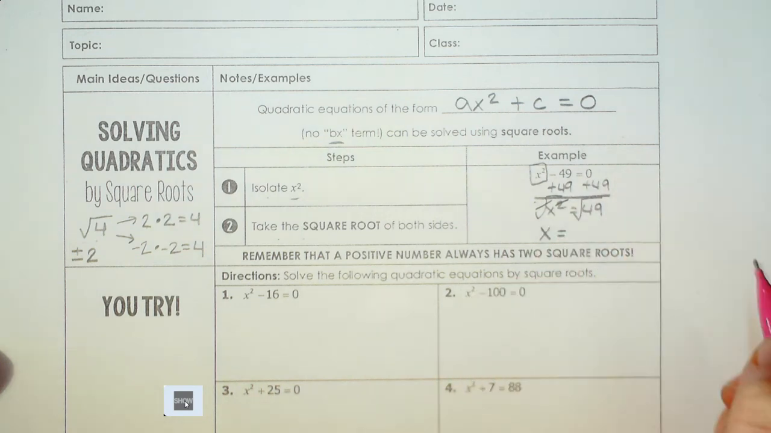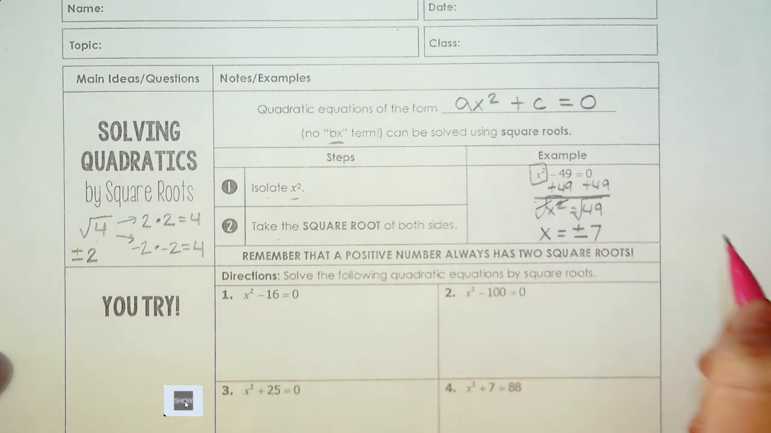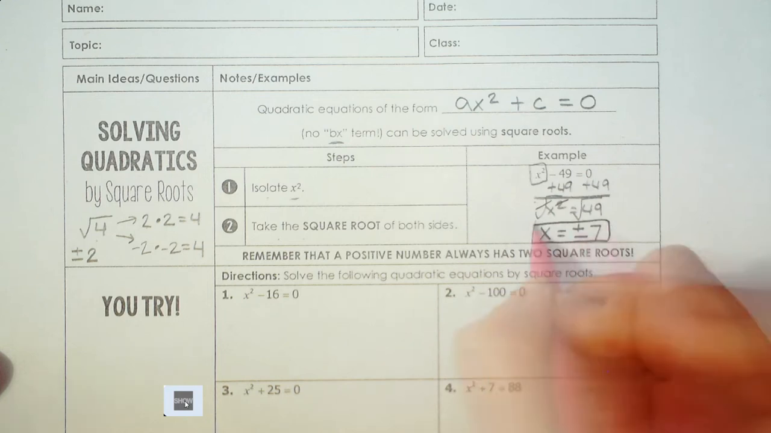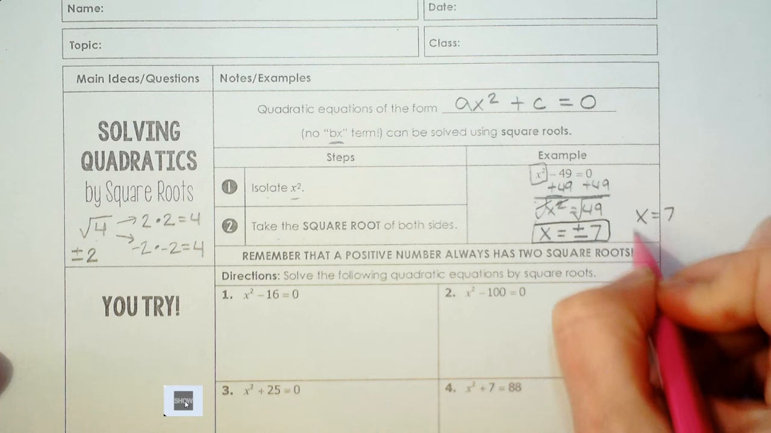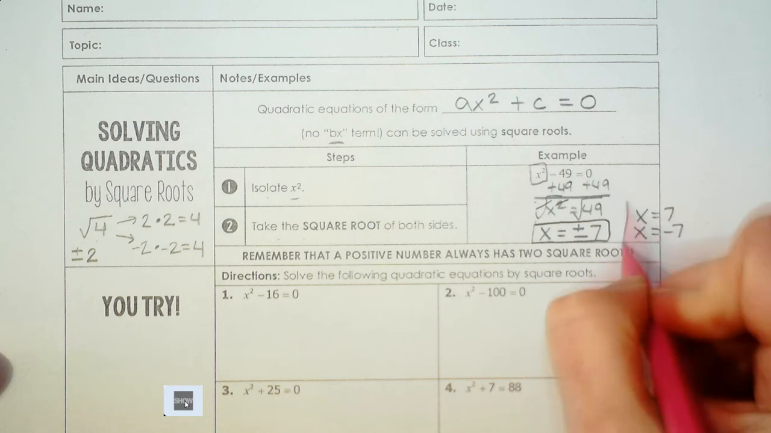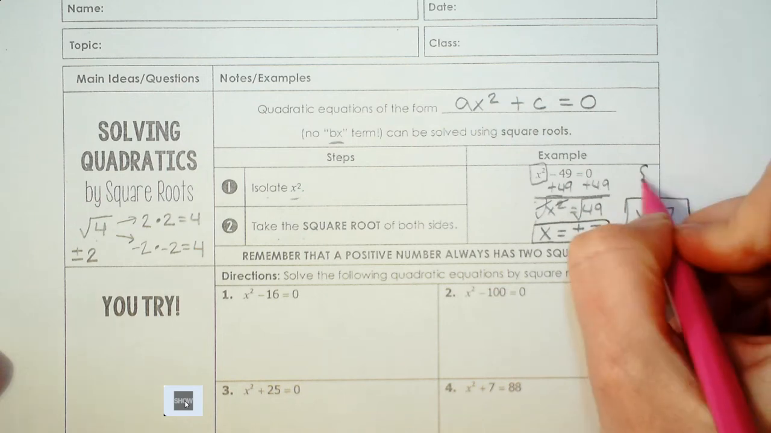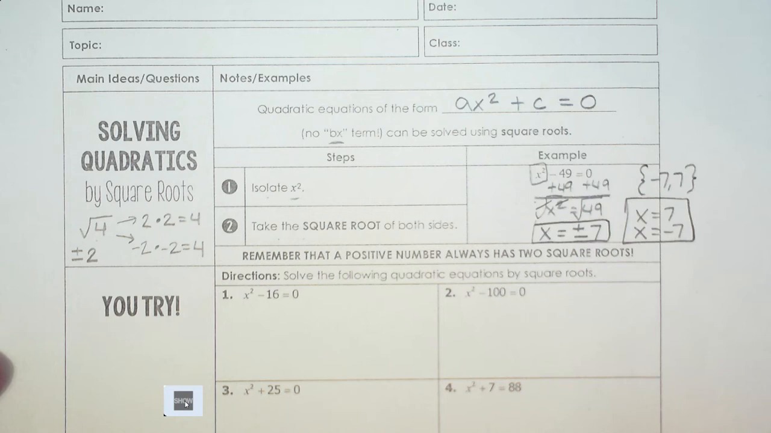And then the square root of 49 is both positive and negative 7. Don't forget to put both of them. You can write it this way, or you can write it as x equals 7, x equals -7. Sometimes you'll see it written in braces, -7 and 7. Those are your solutions. Either of those ways works. Just make sure you include both the positive and the negative.